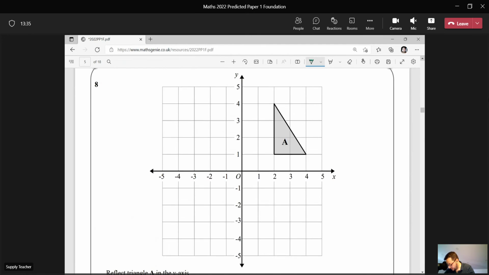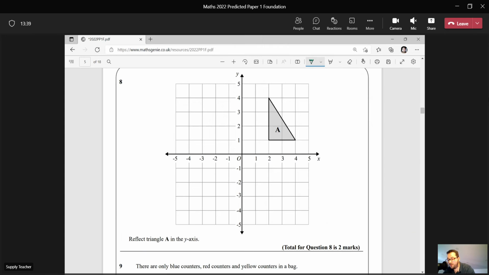Alright, so question 8. Let's just zoom out slightly. So question 8 says reflect triangle A in the y-axis. Alright then, well what is the y-axis? Well, I can't draw a straight line using this technology, but the y-axis is that. So that's our mirror. So we just want to reflect A in that.